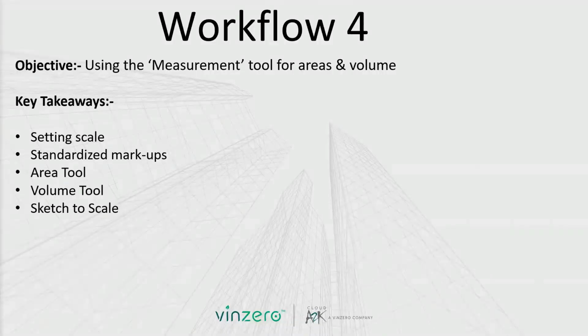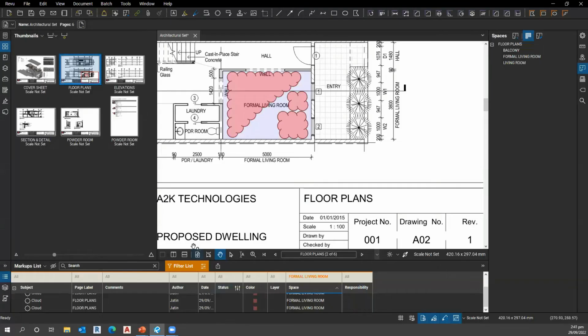Okay, our last workflow example for the day. The objective here is to use the measurement tool for areas and volume. And the key takeaways here is how to set the scale within your PDF so that you can actually begin measuring, the role that standardized markups plays, how to use the area tool, how to use the volume tool, and how to also sketch to scale. That's a cool functionality that you can utilize as well if you wanted to create more accurate markups, particularly around objects, etc., etc.